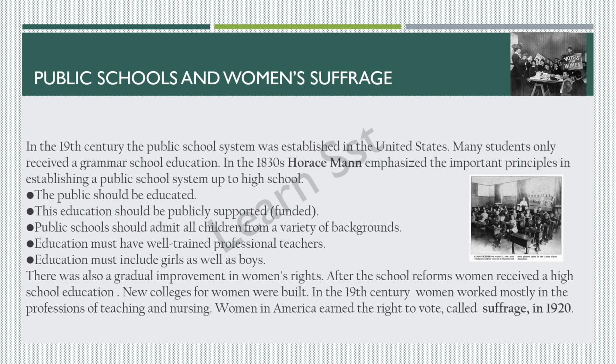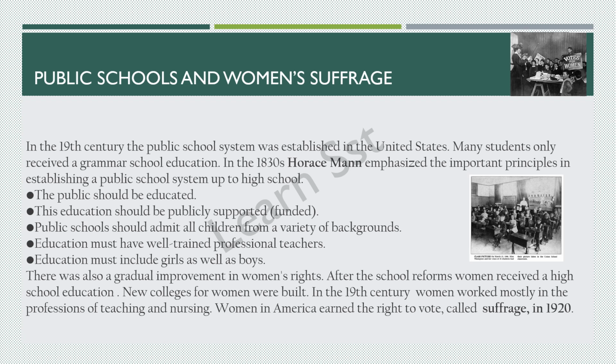First, the public should be educated. That is very, very important for all nations, to have an educated population. Second, this education should be publicly supported and funded, and it should not be funded only by a particular group of people or organization. Thirdly, the public school should admit all children from a variety of backgrounds. There shouldn't be any segregation, saying these are the African Americans and these are the whites, so only the whites should be given admission in the schools.